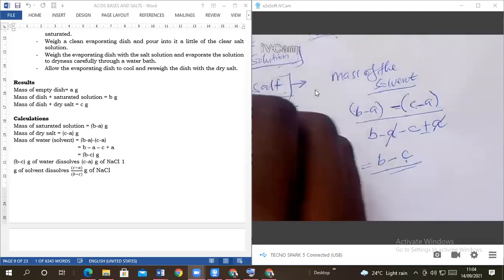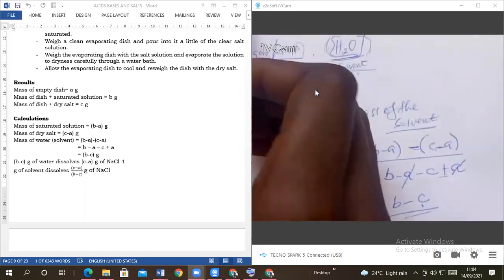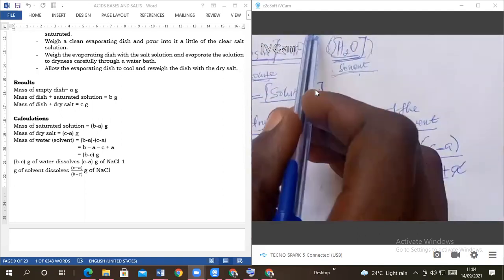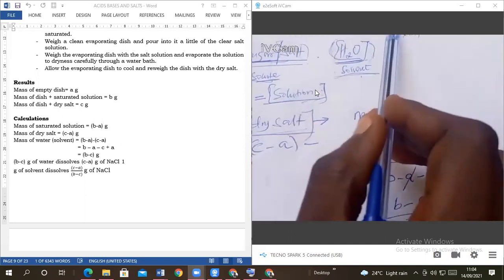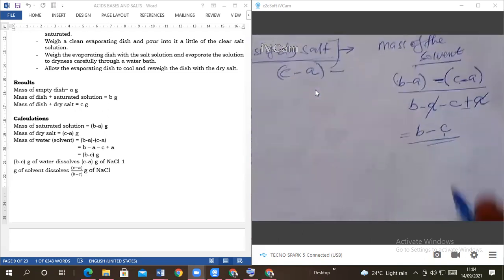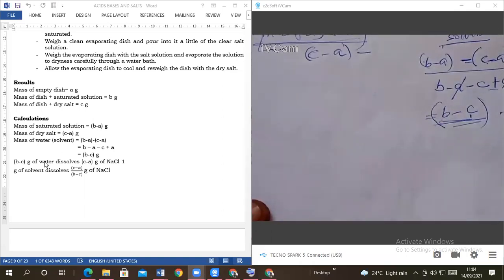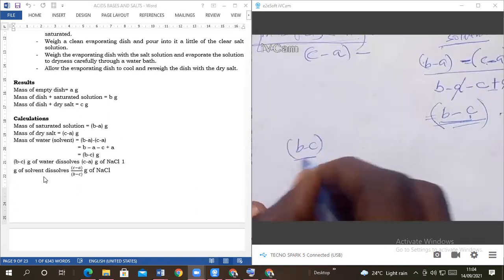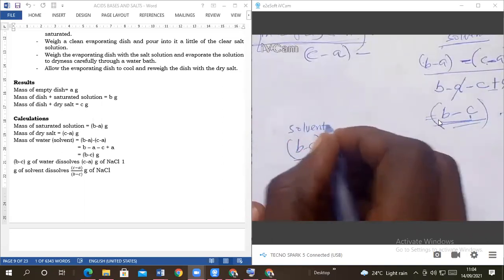So the mass of the dry salt is known. This is the mass of the solute in grams. We want to know the mass of the solvent because we want to calculate solubility. If you want to get solubility, you get how much dissolves in 100 grams of that solvent. That is the solubility of that salt. Now this is the mass of the solvent. So here we are going to say B minus C, which is the mass of the what? The water, the solvent, yes. B minus C.